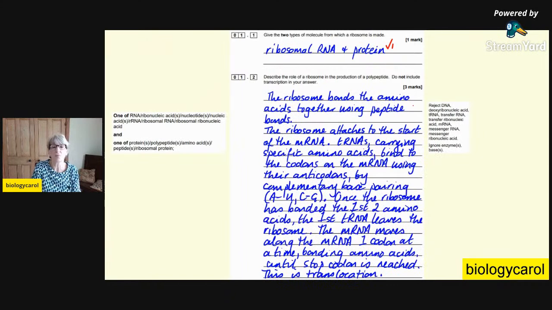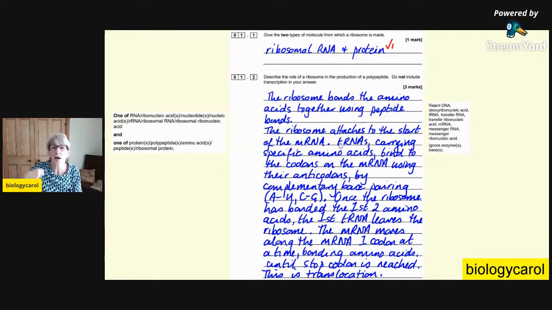So here is what I put. I said the role of the ribosome. My headline answer is the ribosome bonds the amino acids together using peptide bonds. And then I'm kind of going, hold on, this is a 3-mark question, so what extra detail can I put in? And then I go into describing the A-level biology detail of the process of translation. So the ribosome attaches to the start of the mRNA. tRNAs carrying specific amino acids bind to the codons on the mRNA. Those codons are those sets of three bases on the mRNA, using the tRNA anticodons by complementary base pairing.